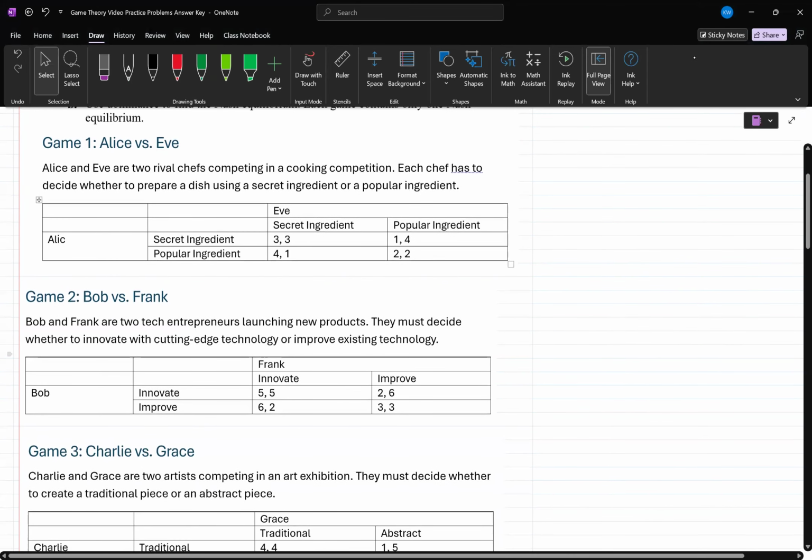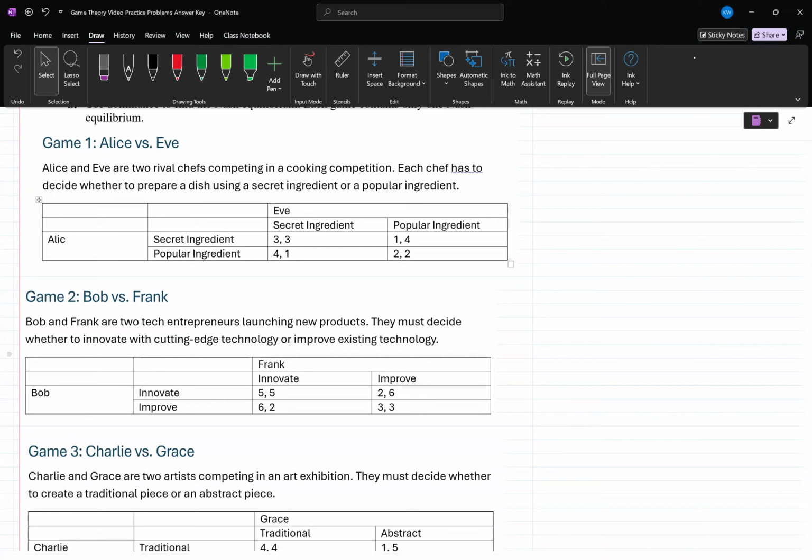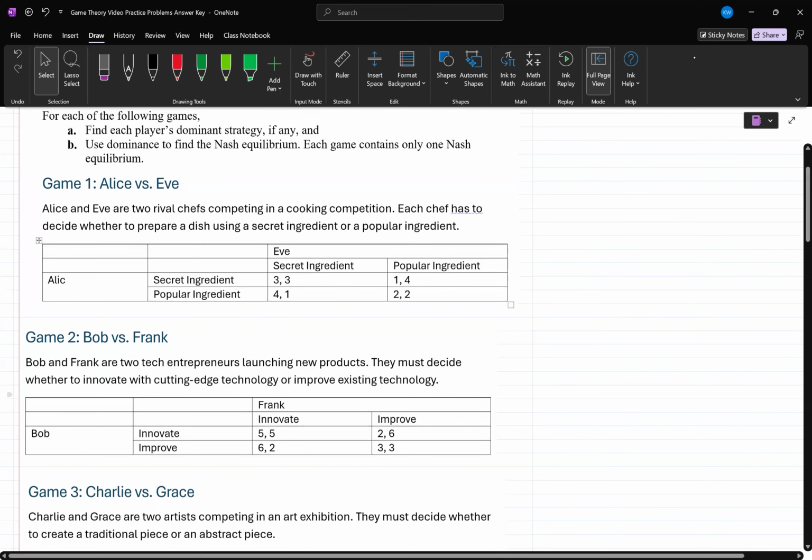Alice and Eve are two rival chefs competing in a cooking competition. Each chef has to decide whether to prepare a dish using a secret ingredient or a popular ingredient. All right, so we want to know which strategy each one of them is going to choose and where our equilibrium is going to be. So we're going to start with Alice and analyze her payoffs.